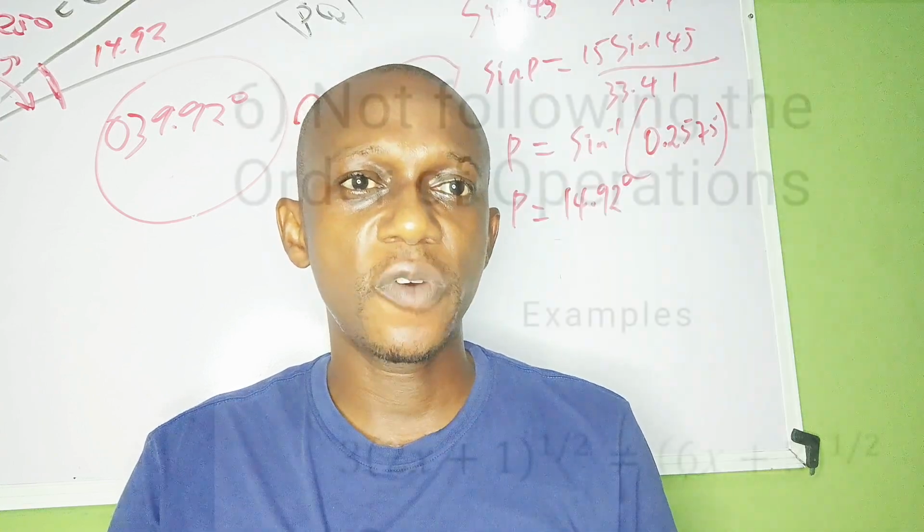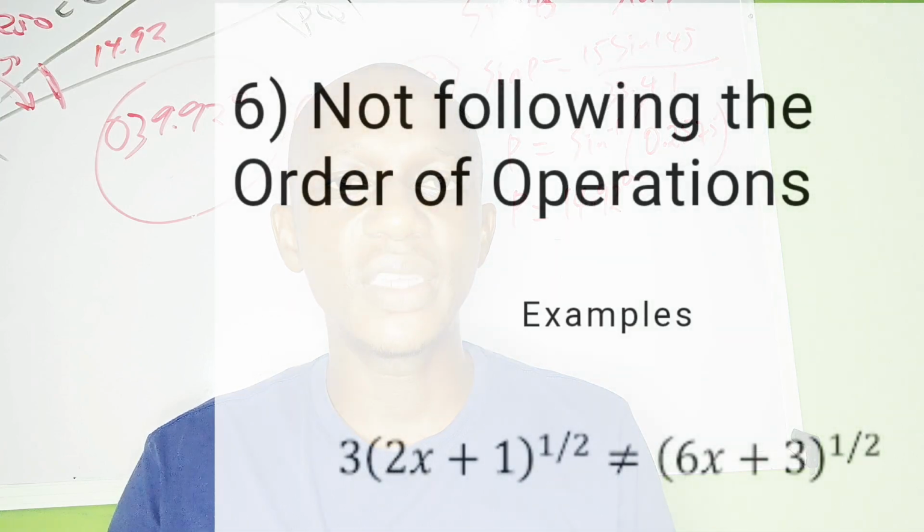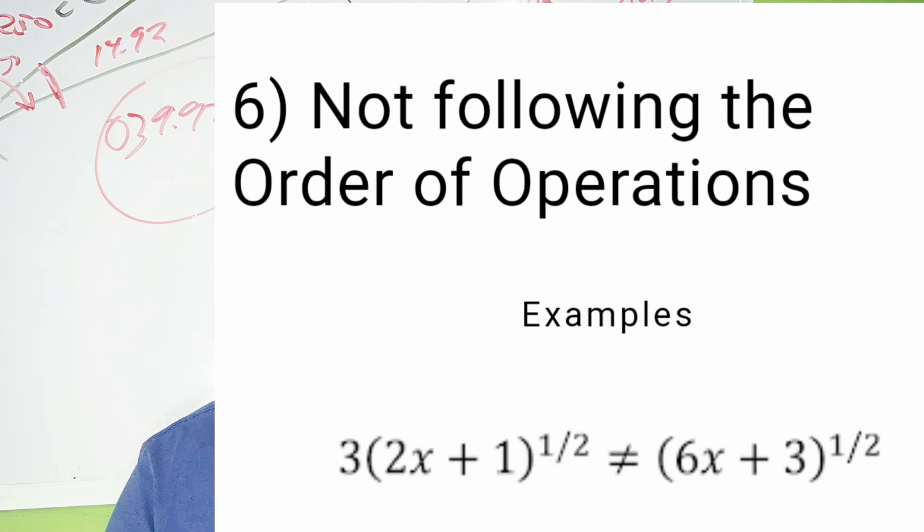Number 6, not following the order of operations. In the order of operations, power is the most powerful thing, as the name says, because we have BODMAS. In that, we have bracket, order, division, multiplication, addition, and subtraction. So when you have 3 into bracket (2x plus 1), all raised to the power half, because of the power, we are not allowed to use 3 to open the bracket. And that's what the candidate does here, which is very, very wrong.